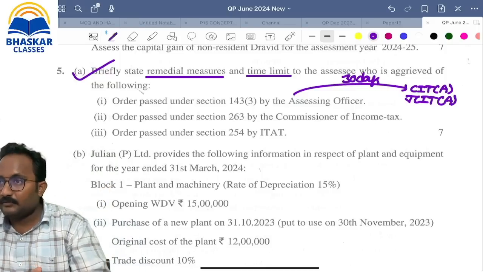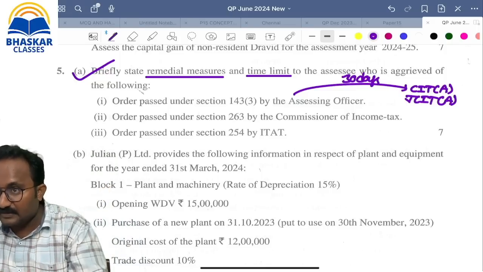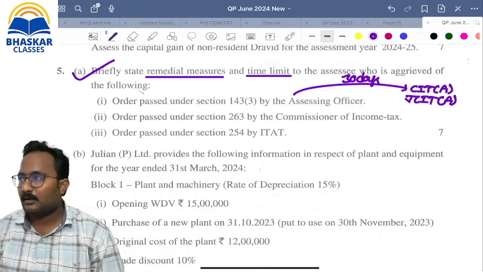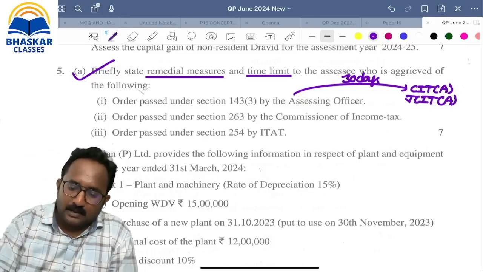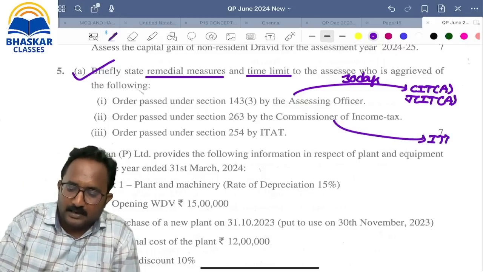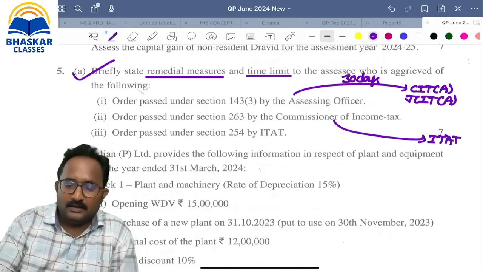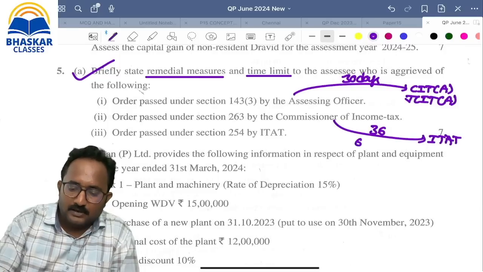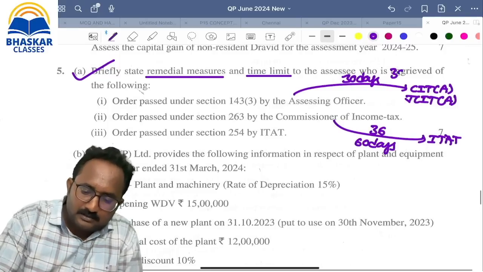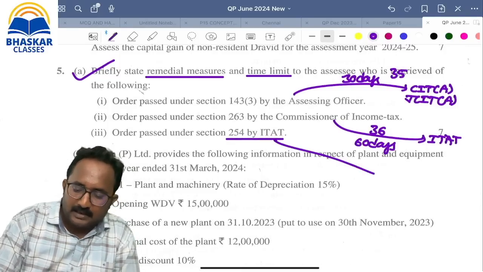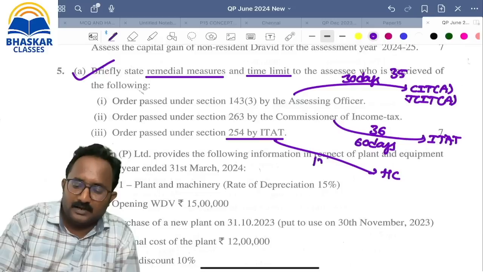After 30 days also we can make an application if the appellant has sufficient reason. You have to write the story, not like this. Next one, the Commissioner of Income Tax passes an order. You can make an application before the ITAT, yes, in Form number 36. Within how many days? 60 days. Here, what is the form number? 35. If the ITAT passes an order, you can make an application before the High Court. Within how many days? 120 days.